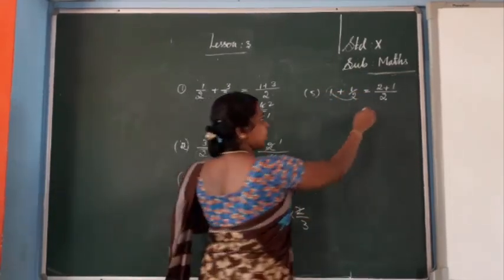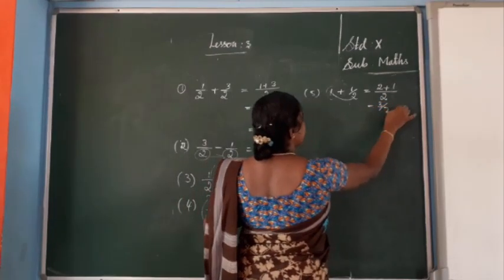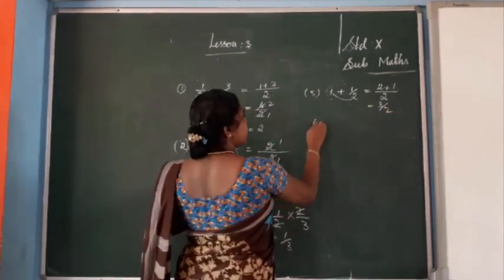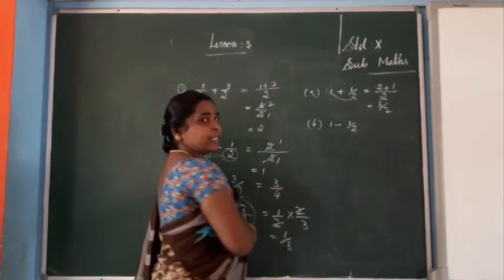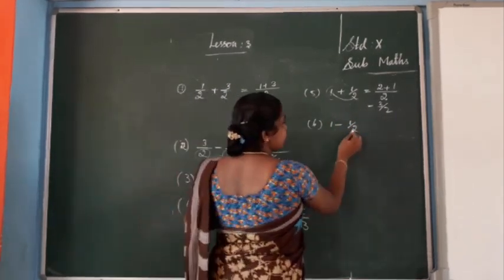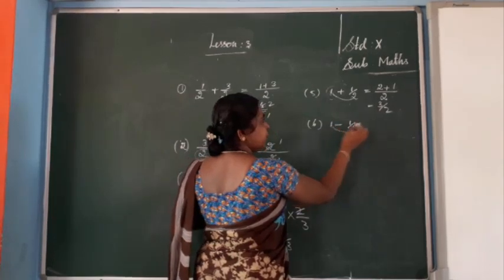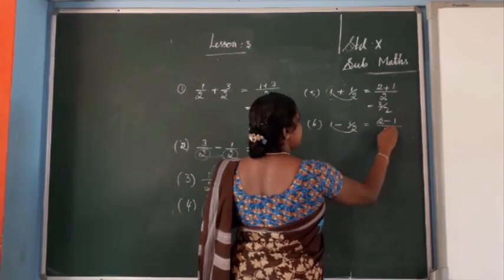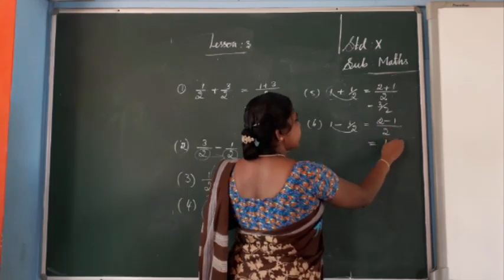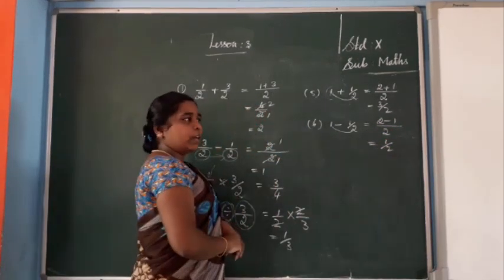2 plus 1 is 3. So 3 by 2. Okay. Subtraction also uses the same method. 1 minus 1 by 2. Multiply 2 into 1, that is 2, then minus 1 by 2. 2 minus 1 means 1. So 1 by 2. Are you clear?